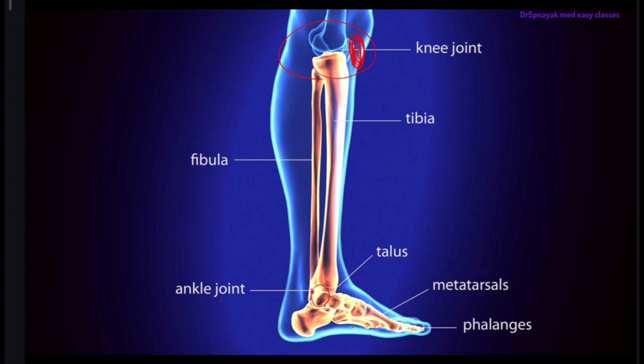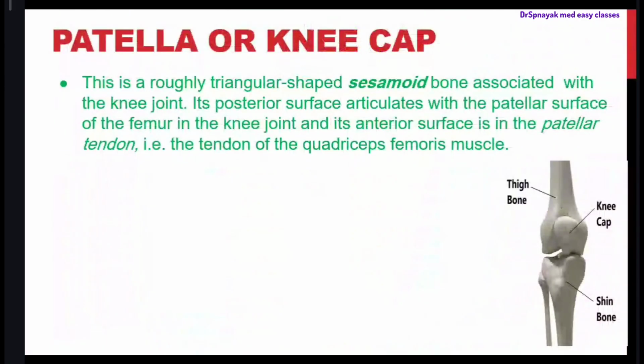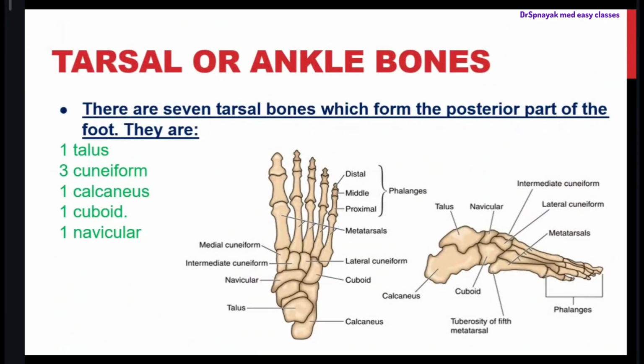Okay, we have tarsals, metatarsals, and phalanges. The patella is also called the kneecap. It is present between the femur and the tibia and fibula. And as we discussed, same as carpals in the upper limb, we have tarsals in the lower limb. These are all tarsals, these are all metatarsals, and these are all bones of the toes, which are called phalanges.